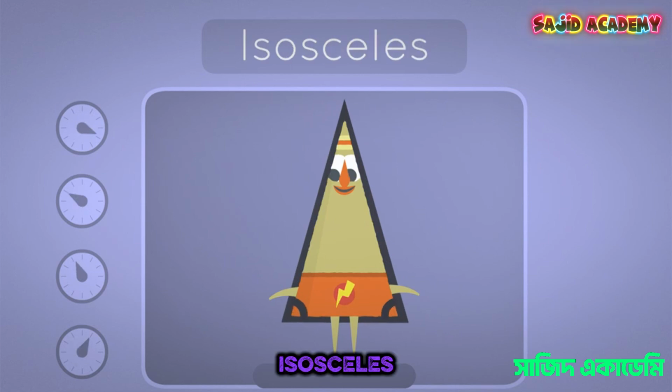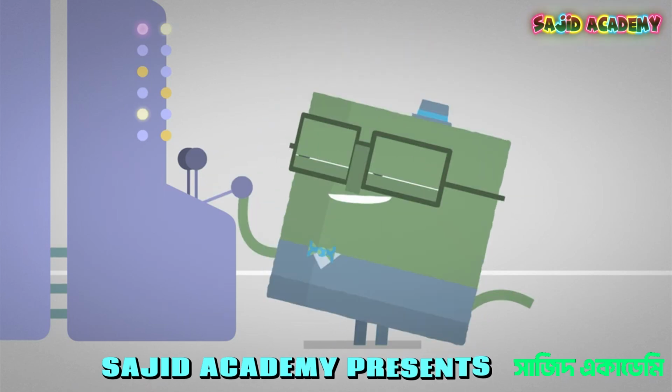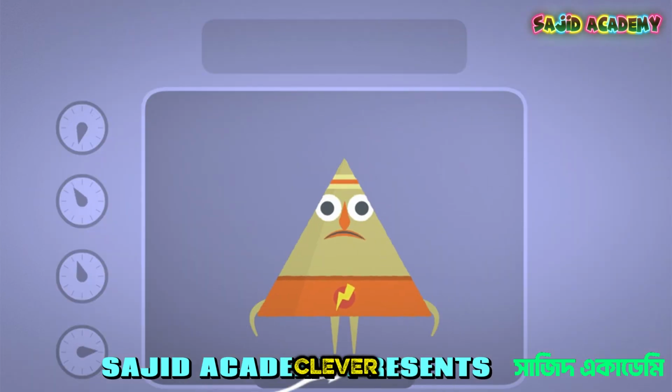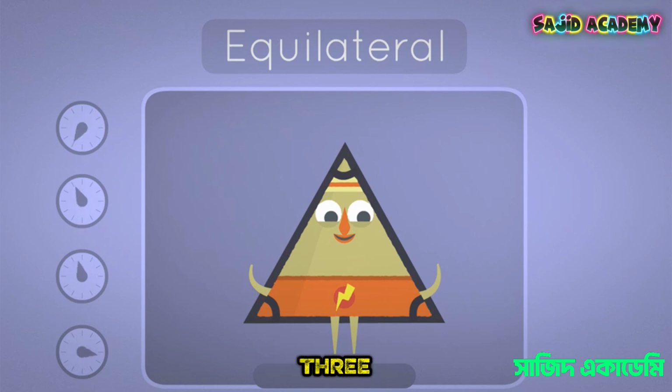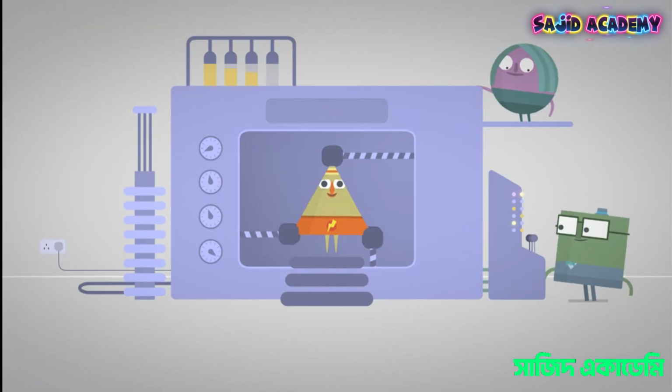First, here's an isosceles triangle. It has 2 equal length sides and 2 equal angles. Oh, very clever. So, now we have an equilateral triangle. That's 3 sides of equal length and all the angles are 60 degrees.